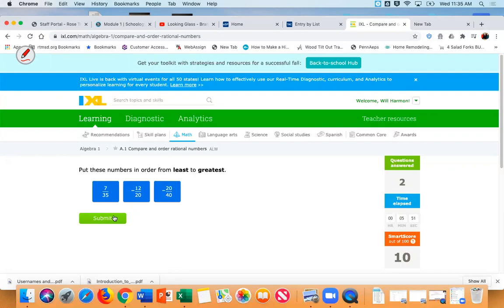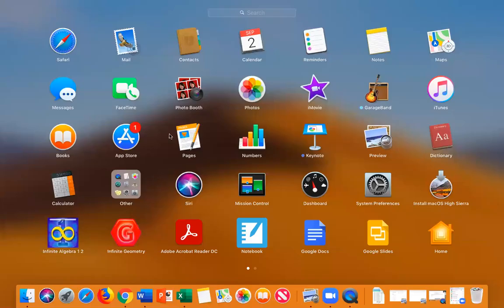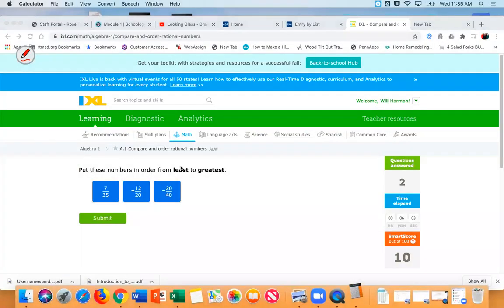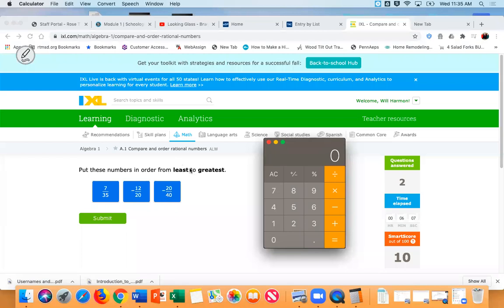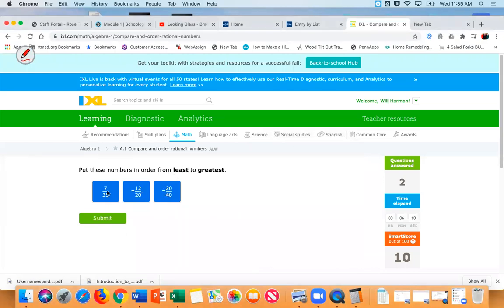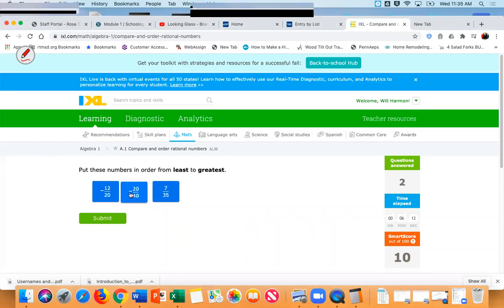Oh, that's okay. Let me show you how to make it easy. Ready? So first off, it says least to greatest. So here's what we're going to do. Everybody has a calculator, right? And if you don't, you most likely have an iPhone, so you can pull this up. So least are going to be my negative numbers, right, Juliana? Right. So I'm going to move these over here. So my positive number is to the right, my negative number is to the left. Now I have to figure out which one's further away from 0? Negative 12 over 20 or negative 20 over 40?